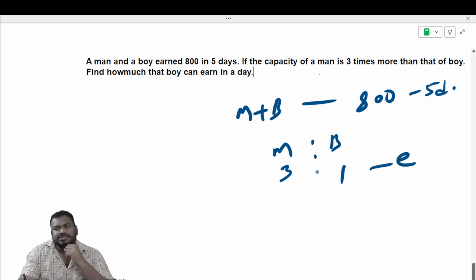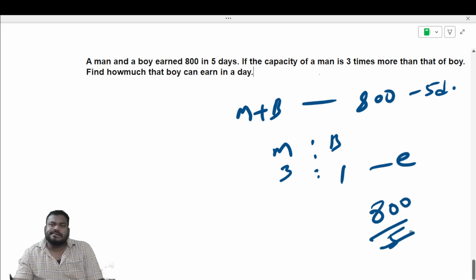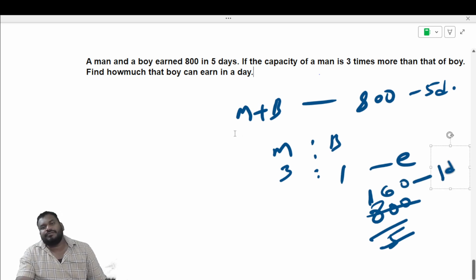These are the efficiencies, 3:1 capacities. Find how much that boy can earn in a day. The man and the boy earned 800 in 5 days. 800 in 5 days means in one day how much? 800 by 5, 160 rupees in one day. In one day, one man and one boy together can earn 160 rupees.